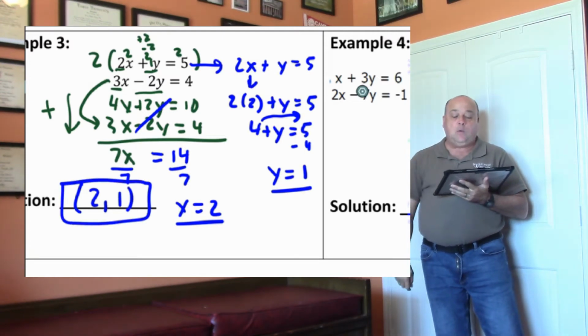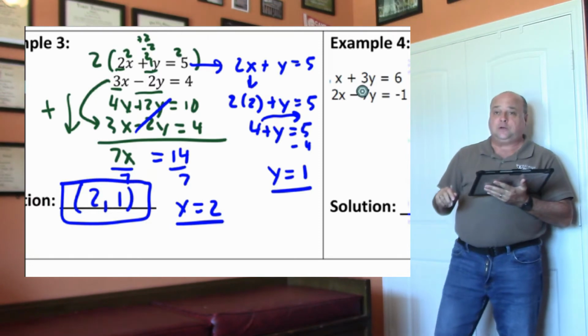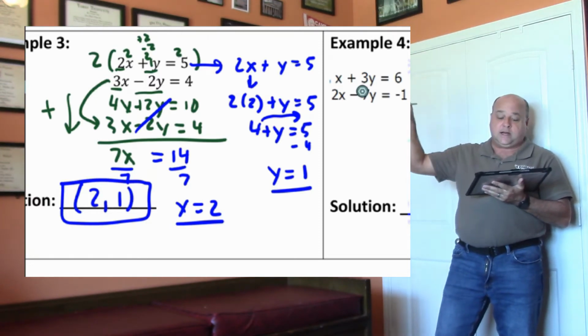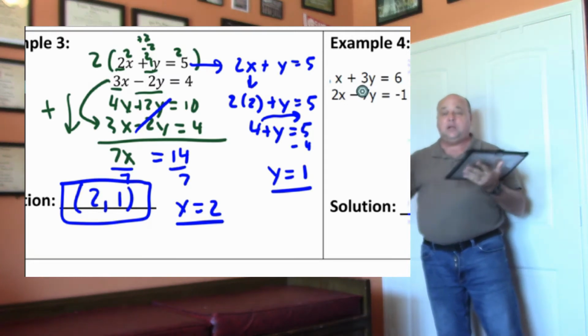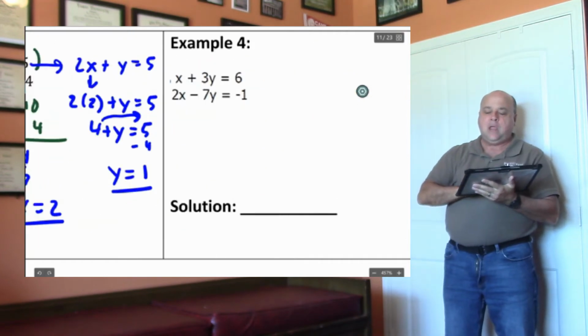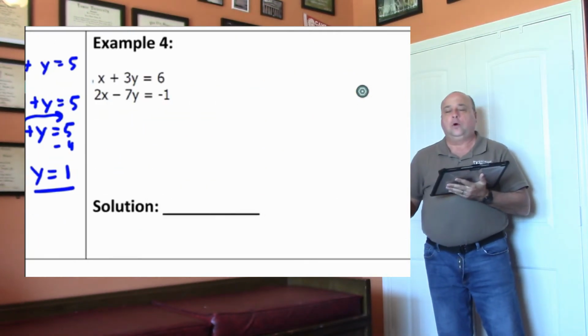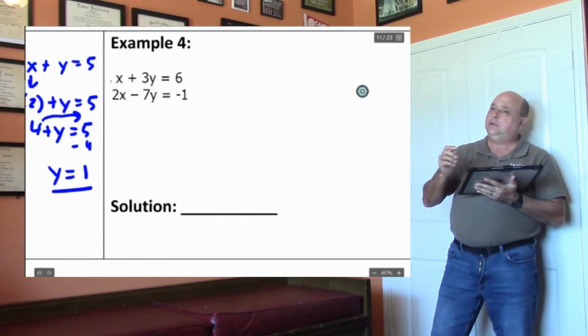If you put 2 comma 1 into both equations, it works, okay? 2 times 2 plus 1 times 1 is 5. 3 times 2 minus 2 times 1 is 4. So if you put 2 comma 1 into the equations, they're both true. Let's go to number 4. Okay, on this one here, this is tough.